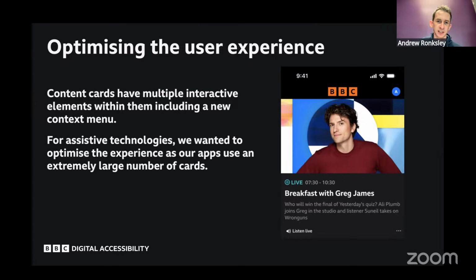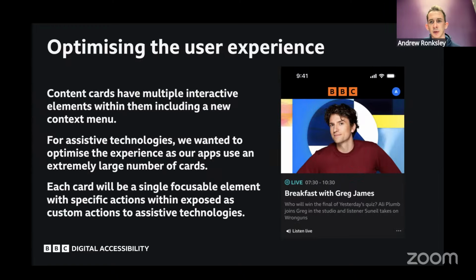For assistive technologies, we wanted to make sure that people were able to navigate the apps as easily and as efficiently as possible. If they're just using swipe gestures to go through a content card, it might take a few swipes if all of the elements are interactive. And with the apps being so heavy on content cards, we weren't sure if that was the right approach. That is mostly how the apps work right now.